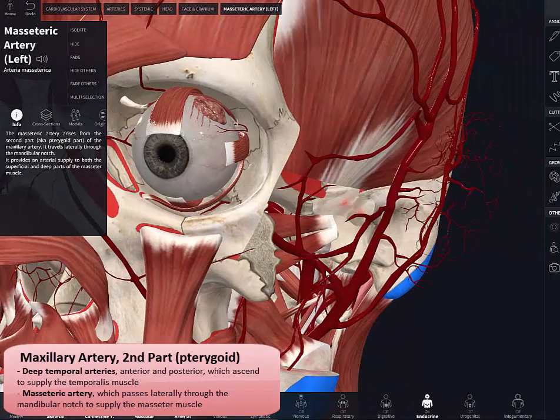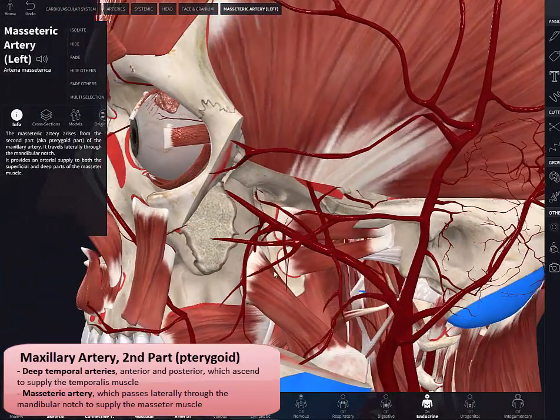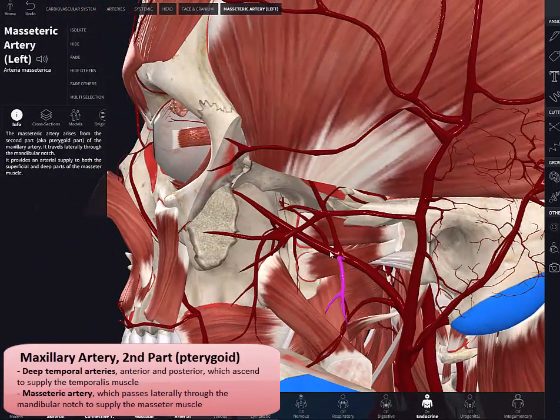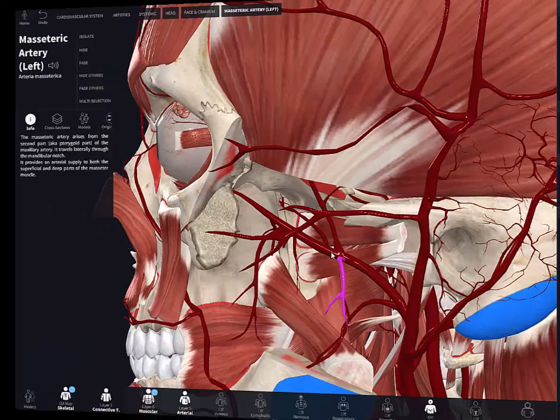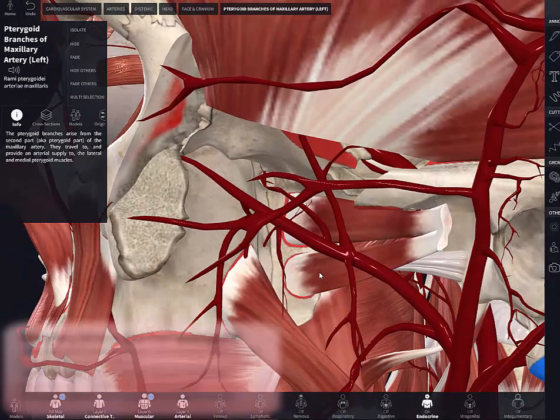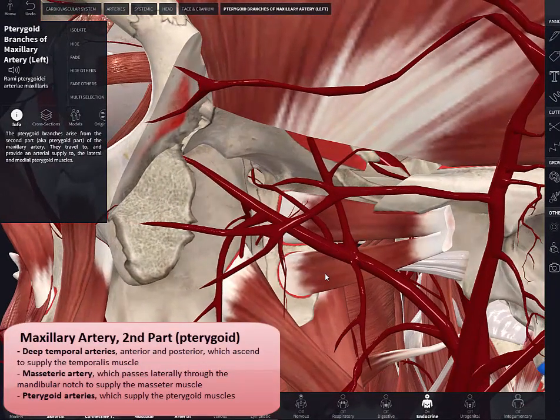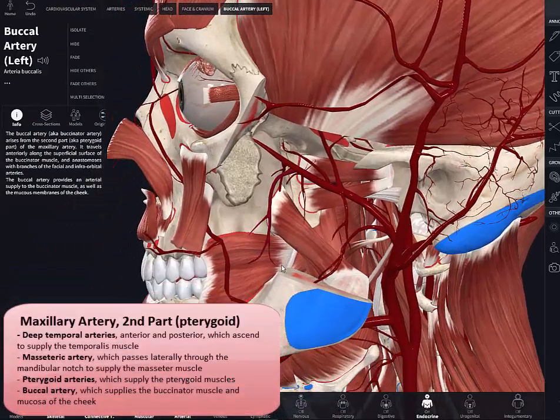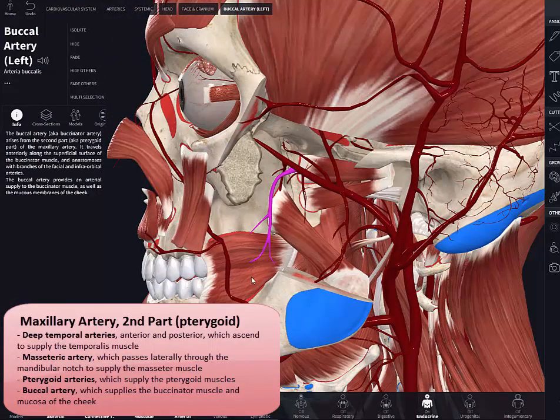And as the name masseteric implies, it'll provide blood supply to both the superficial and deep parts of the masseter muscle. We also have some pterygoid branches of the maxillary artery. As once again the name implies, these pterygoid branches will travel to the pterygoid muscles and supply them with blood. There's also a buccal artery, and as you can see, it goes to the buccinator. So it'll supply this muscle with blood, but also a little bit of the mucosa of the cheek.